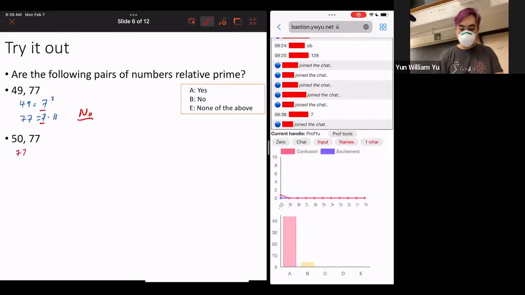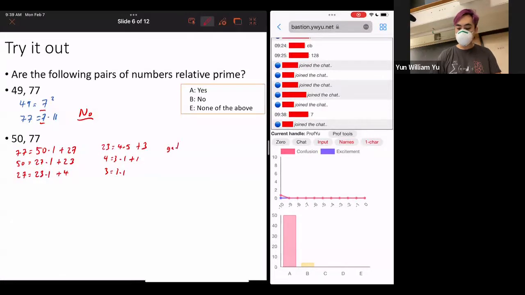So for example, 77 is equal to 50 times 1 plus 27. 50 is equal to 27 times 1 plus 23. 27 is equal to 23 times 1 plus 4. 23 is equal to 4 times 5 plus 3. 4 is equal to 3 times 1 plus 1. 3 is equal to 3 times 1. So therefore, the greatest common divisor is equal to 1. So yes. Now, it might seem like that just was a lot more work, but sometimes prime factorizations are easy and sometimes they're hard. And so it's good to have both of these tools in your pocket.